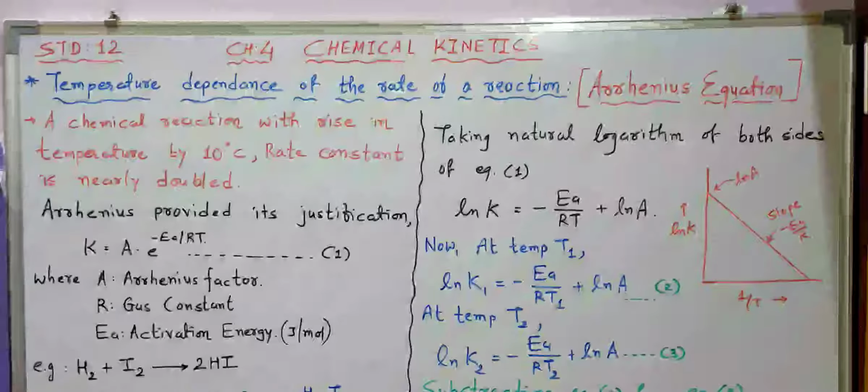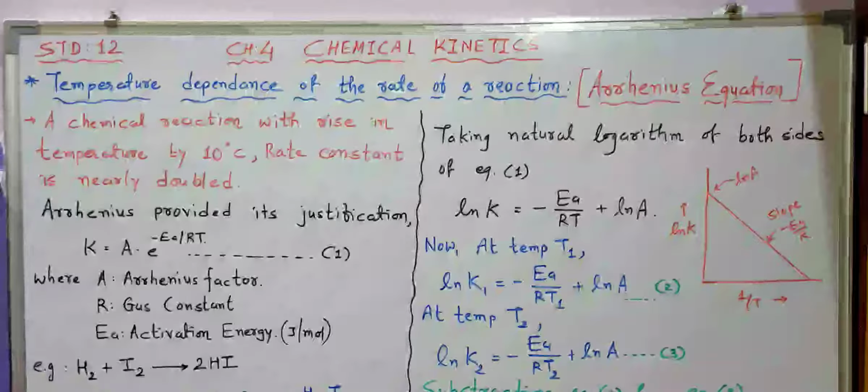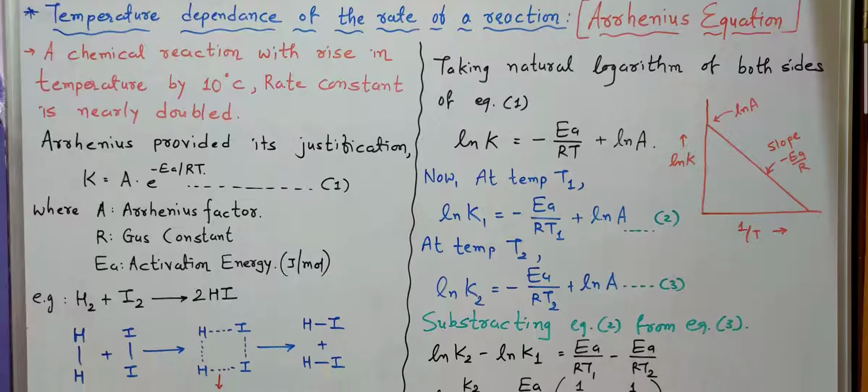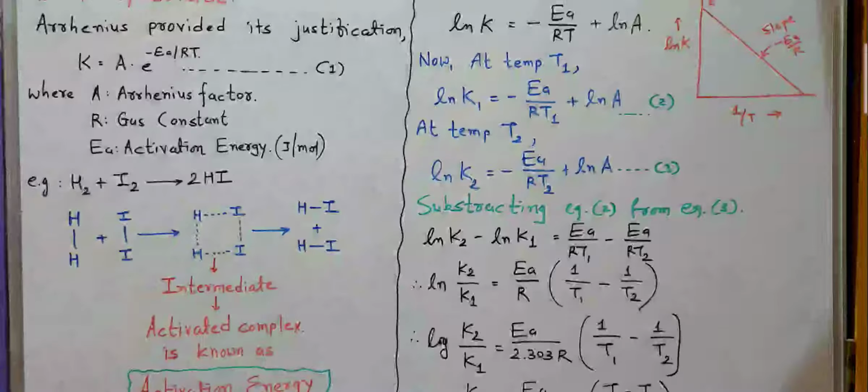Arrhenius provided its justification by the equation k is equal to A into e raised to minus Ea upon RT. This is our equation number 1. A is Arrhenius constant or Arrhenius factor, T is temperature, R is gas constant, and Ea is activation energy. And this equation is explained by a very simple example, that is H2 plus I2 gives 2HI.